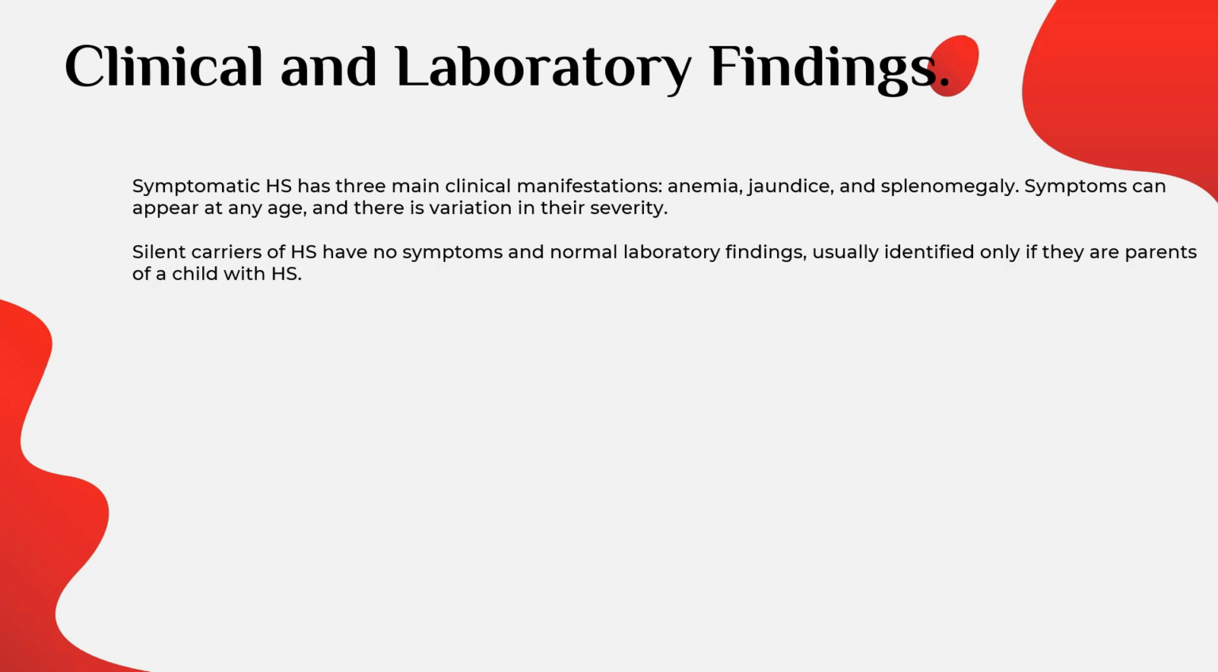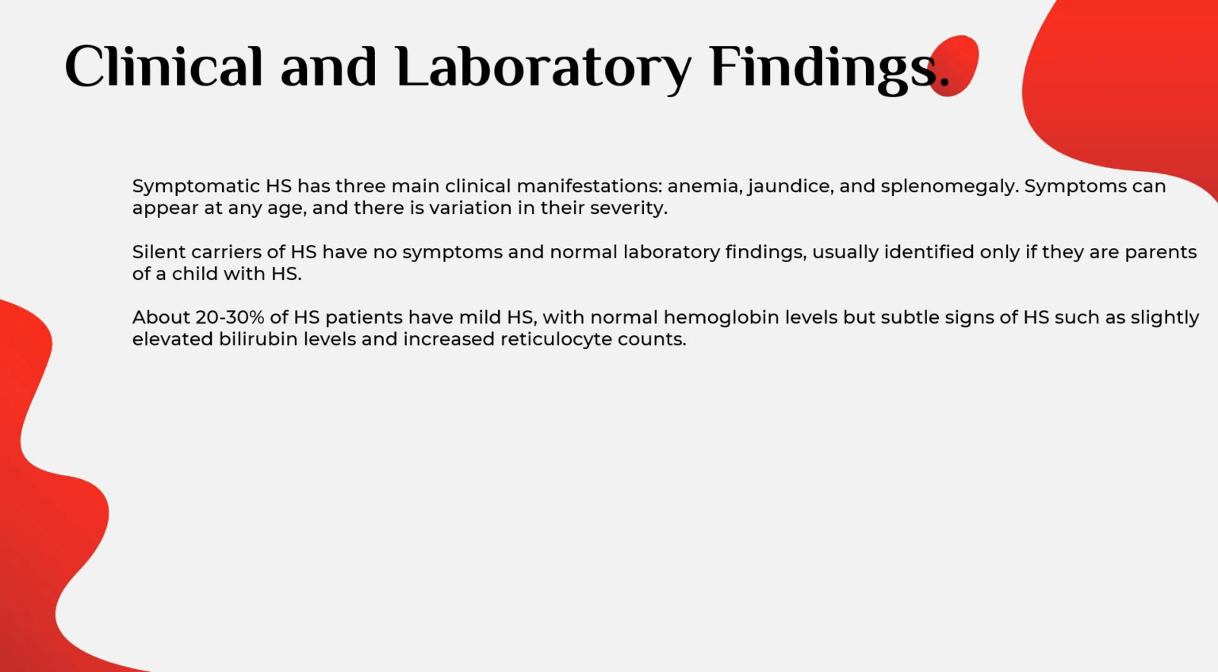Silent carriers of hereditary spherocytosis have no symptoms and normal laboratory findings, usually identified only if they are parents of a child with hereditary spherocytosis. About 20 to 30% of hereditary spherocytosis patients have mild hereditary spherocytosis, with normal hemoglobin levels but subtle signs of hereditary spherocytosis such as slightly elevated bilirubin levels and increased reticulocyte counts.